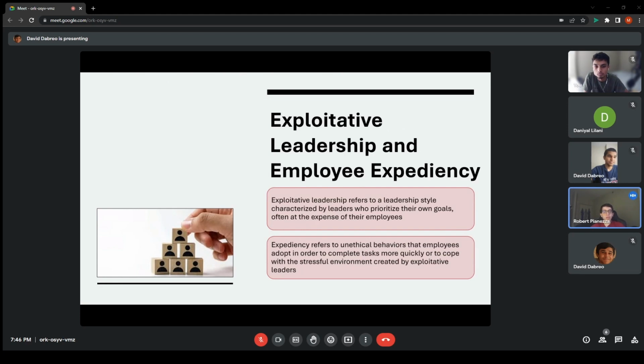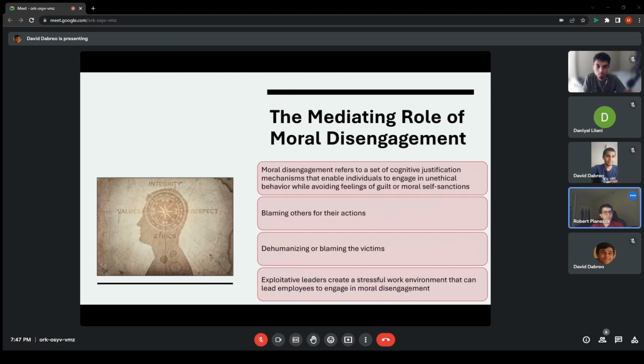As employees are exposed to exploitative leadership, they may come to believe that such expedient behaviors are acceptable or even necessary in order to survive and succeed within the organization. The mediating role of moral disengagement. To continue, the article also spoke about moral disengagement.